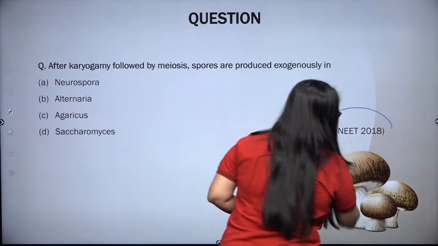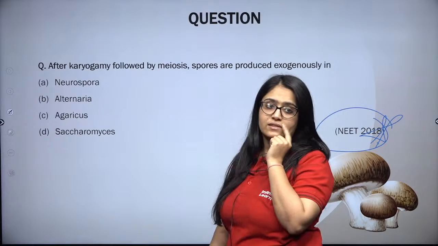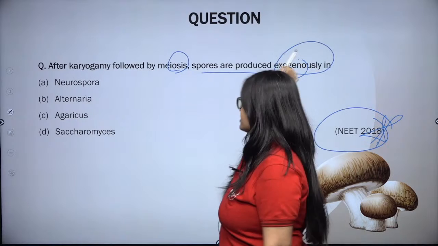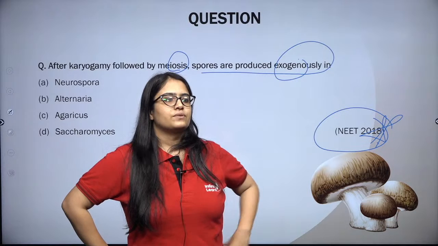NEET 2018. Okay, so this one, after karyogamy, now that's a good question. I personally like this question. Let me see whether you are able to get this one or not. After karyogamy followed by meiosis, spores are produced exogenously. So see guys, first I want everybody to try this question. Azim, Uncle, Yashwant, try this question. Everybody, try this question.